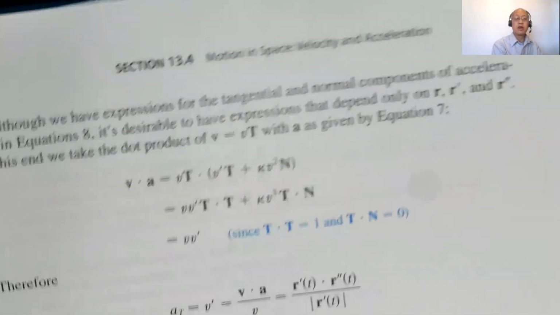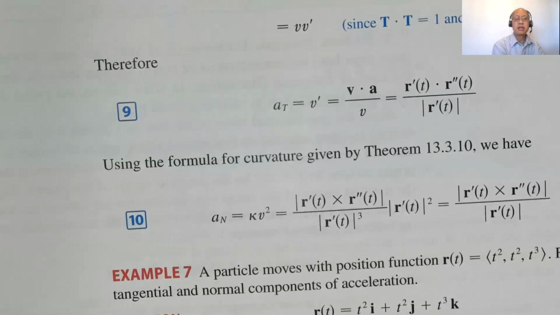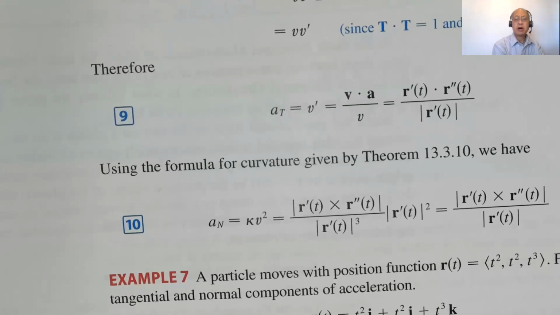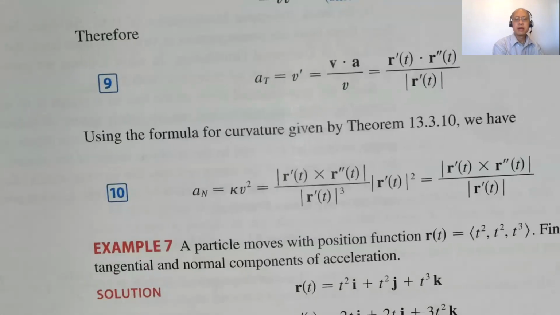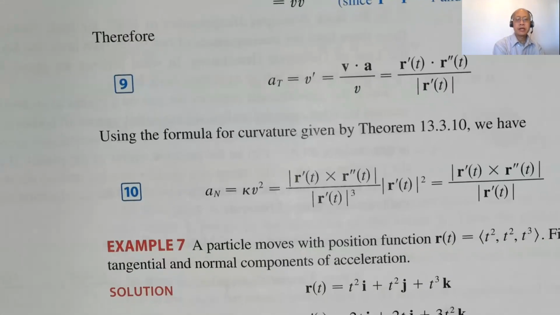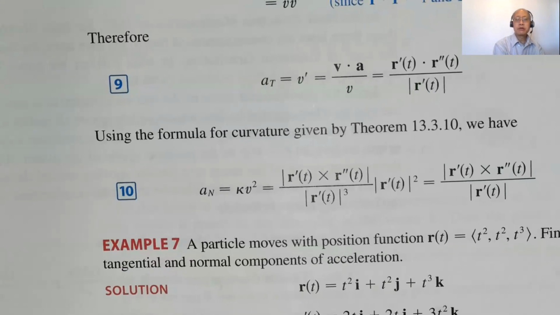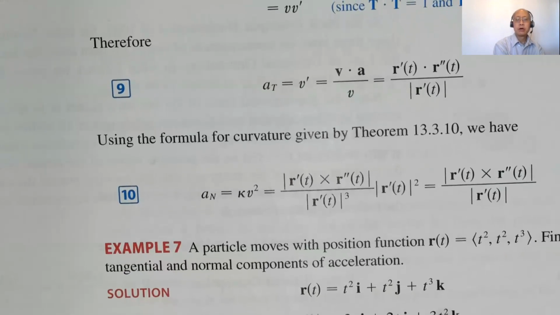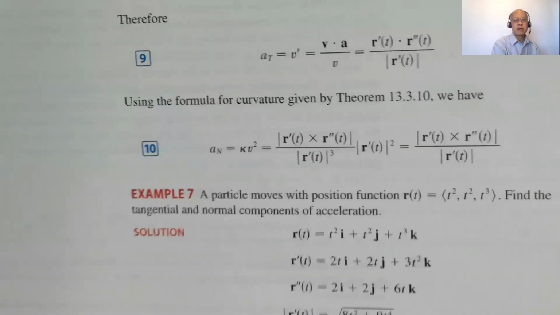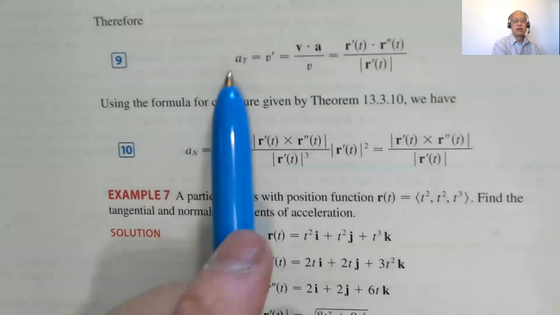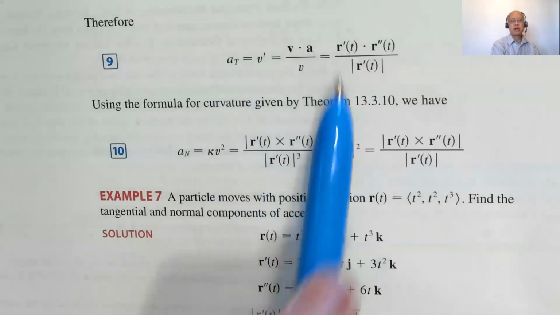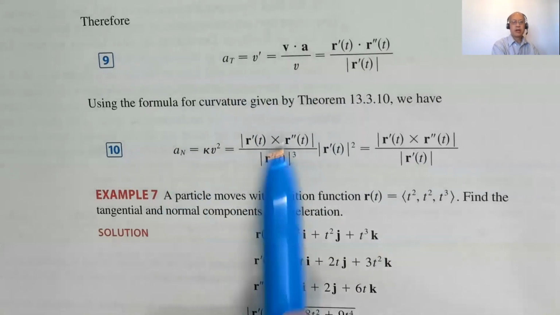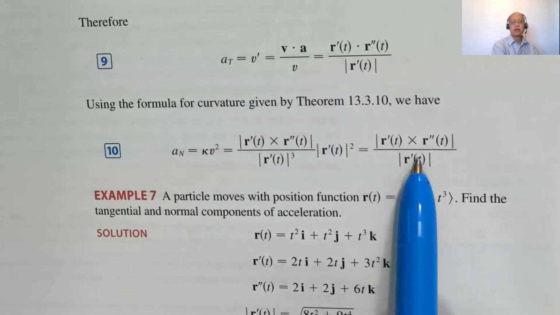All right, so what you want is on page 875, box 9, a sub t, the tangential component, is r prime dot r double prime over magnitude of r prime. And in number 10, a sub n is the magnitude of r prime cross r double prime over magnitude of r prime. So all you really need is from here to here. You don't need the in-between stuff. Tangential component and normal component, just ignore all this stuff, just go straight to here.